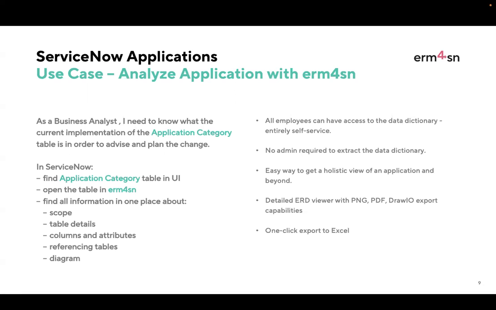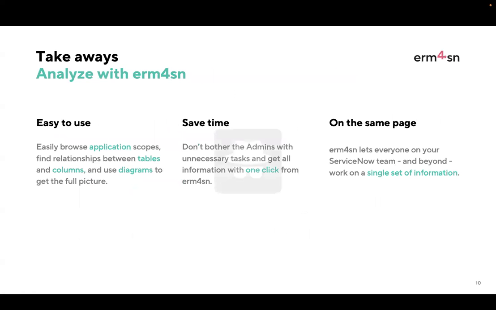So the takeaways are: analyze with ERM for SN, and it is very easy to use. So you can browse all the application, the scopes, you can navigate forward and back, see also beyond that scope, that application portfolio. What tables do we have? What columns do we have? And how they relate to each other.